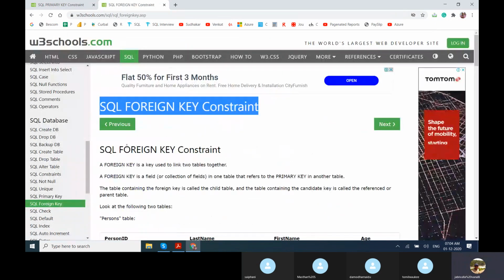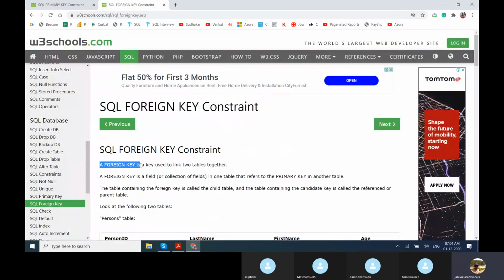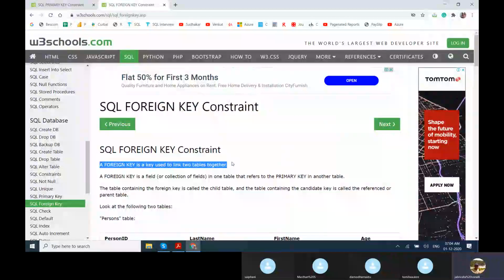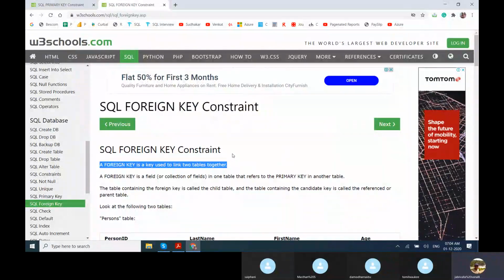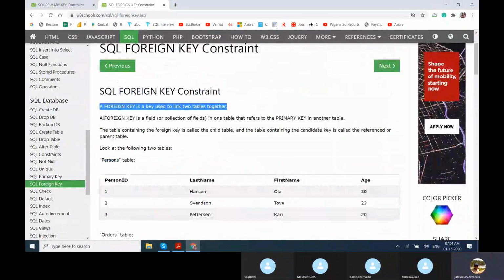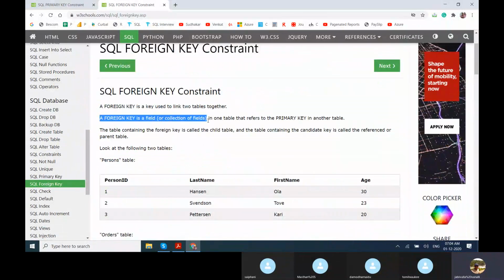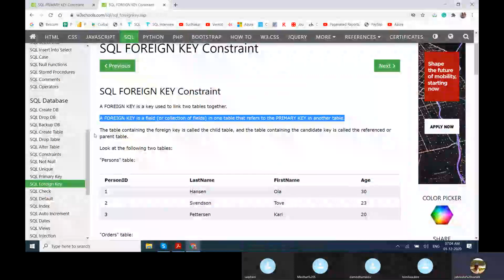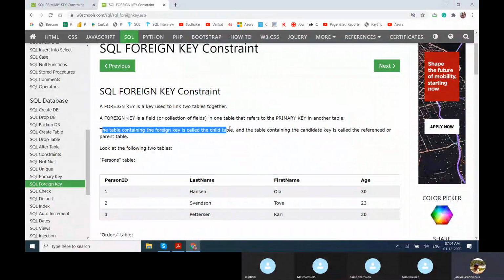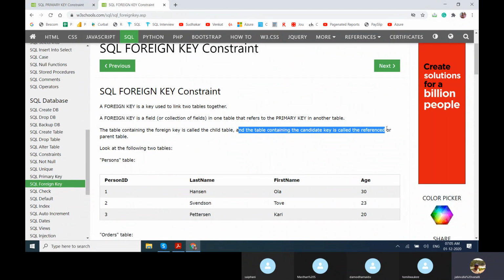SQL foreign key constraint. A foreign key is a key used to link two tables together. So how do we link those two tables together? We'll see. A foreign key is a field or collection of fields in one table that refers to the primary key in another table. The table containing the foreign key is called the child table, and the table containing the candidate key is called the referenced or parent table. What is a candidate key? It is the primary key only, right? Okay.